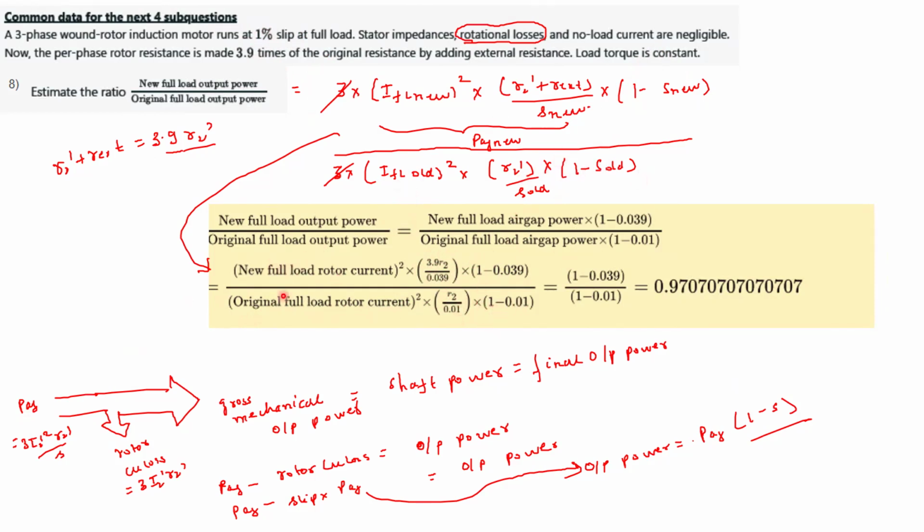So the ratio of the current is 1, so this cancels out. And you will see that 3.9 R2 by 0.039 and R2 by 0.01 also cancel out, because 3.9 by 0.039 is 1 by 0.01. So this also gets cancelled out. What you're left with is only 1 minus new slip divided by 1 minus old slip, the full load slip. In this way you will get 0.97.